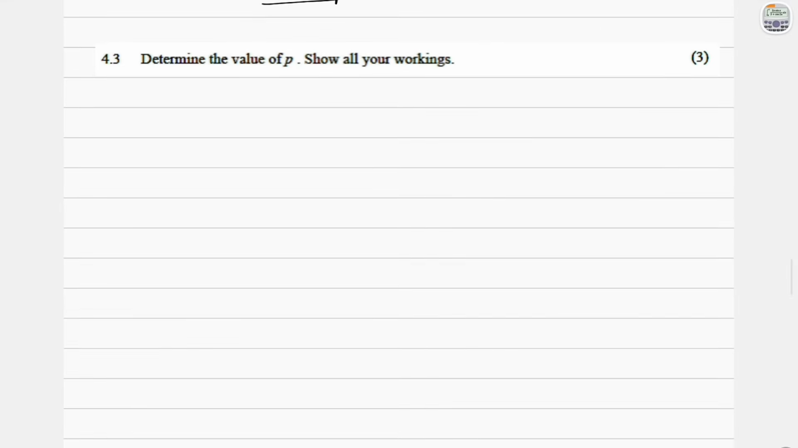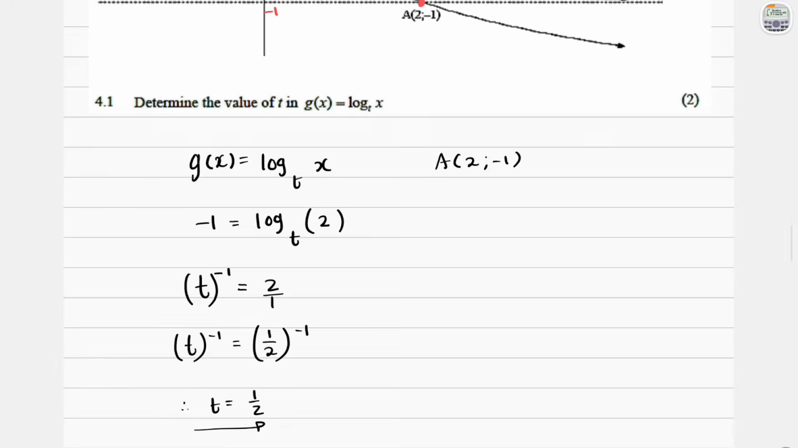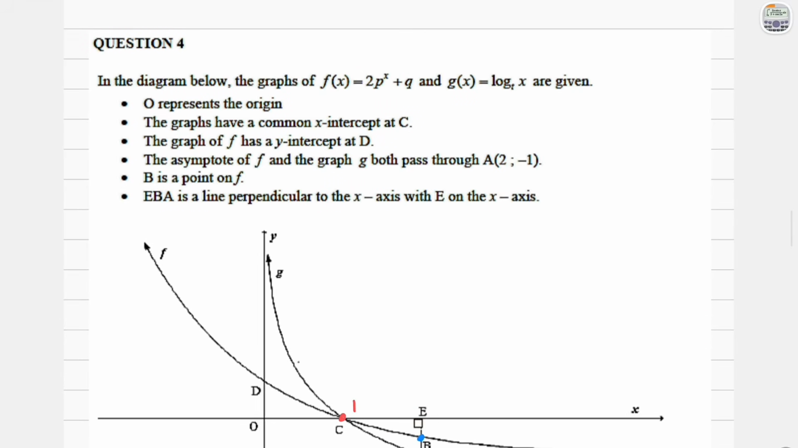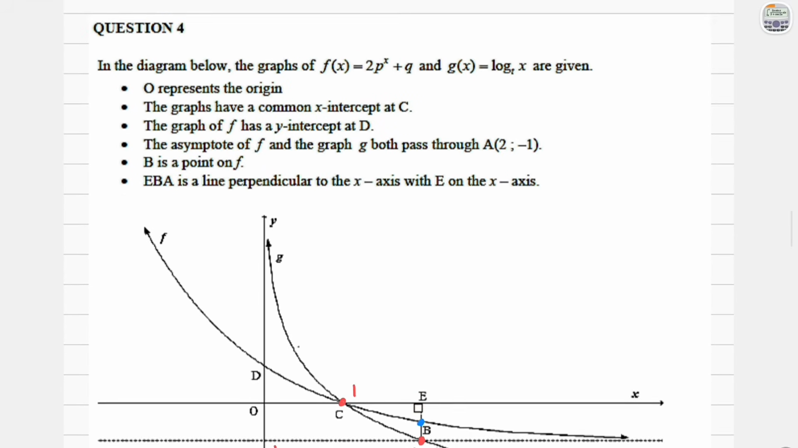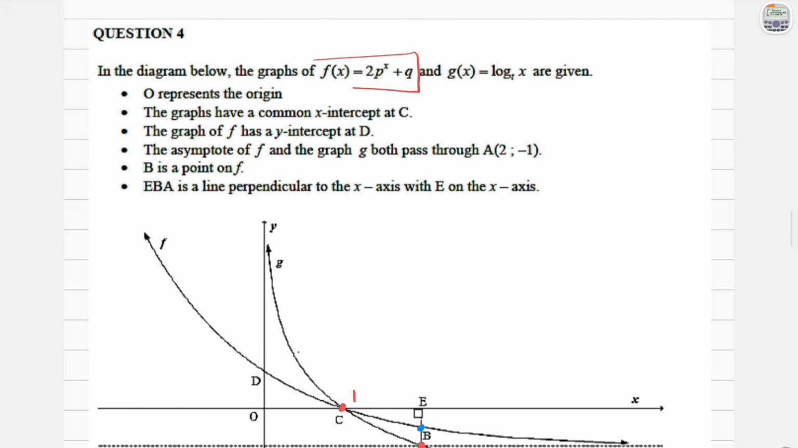Question 4.3 says, determine the value of p, and we need to show all our working. So p is simply just this, that base. How do we find the base? Well, we could just find the full equation because we know what q is now.